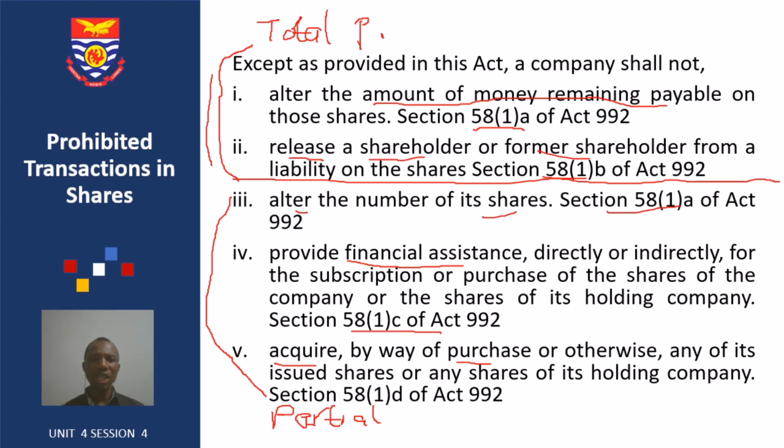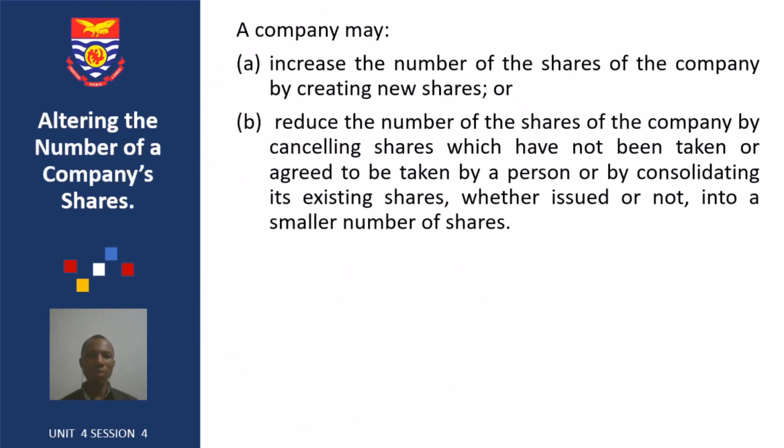It means that the company cannot do anything about it. Let's deal with altering the number of company shares, which is provided in section 59. A company may increase the number of the shares of the company by creating new shares. So, as we indicated, a company is prohibited from altering its number of shares. Now, section 59 gives the guidance or steps that you should follow when you want to alter your shares.